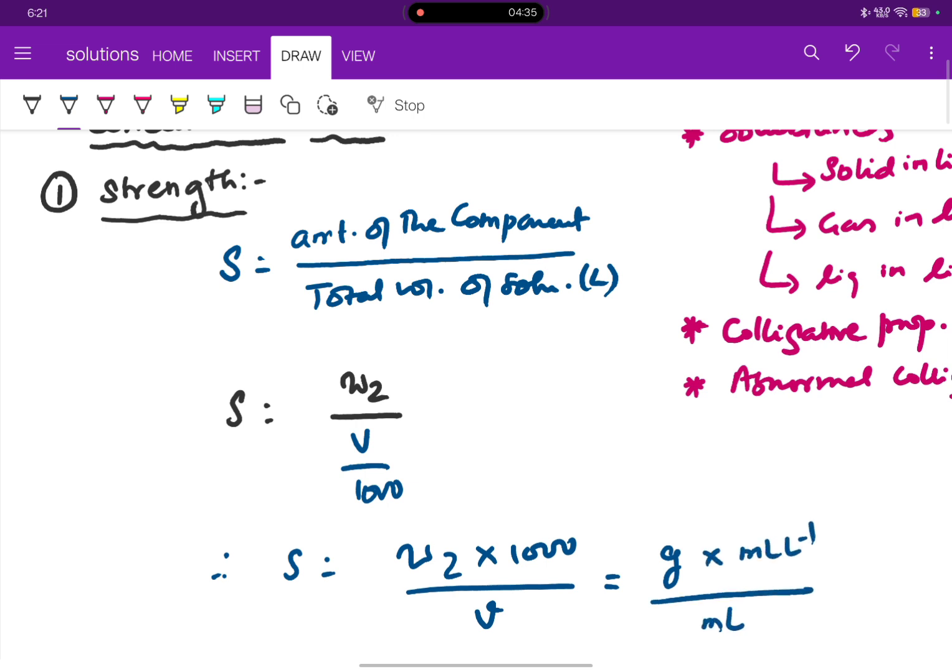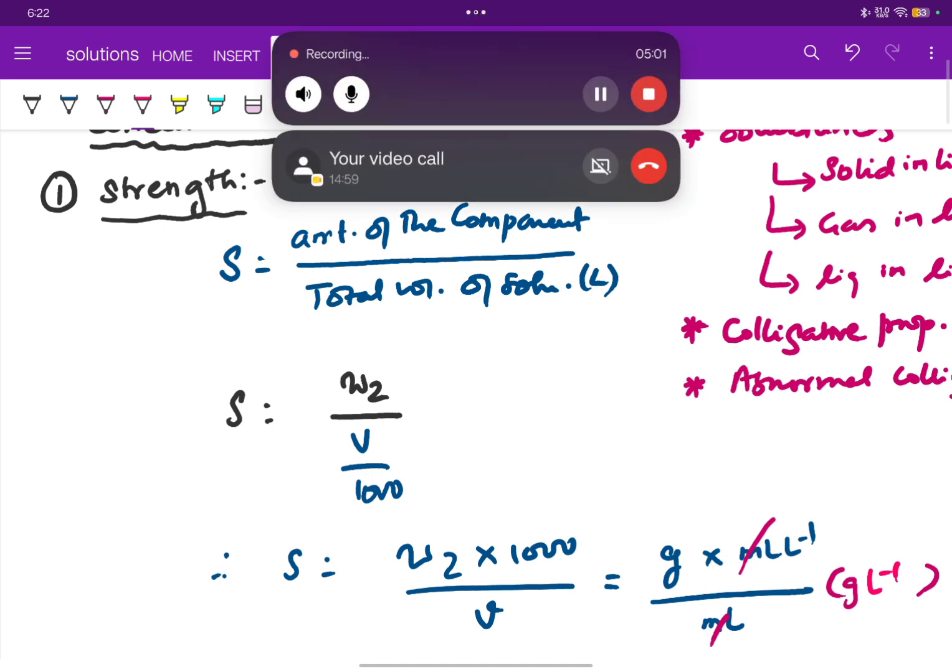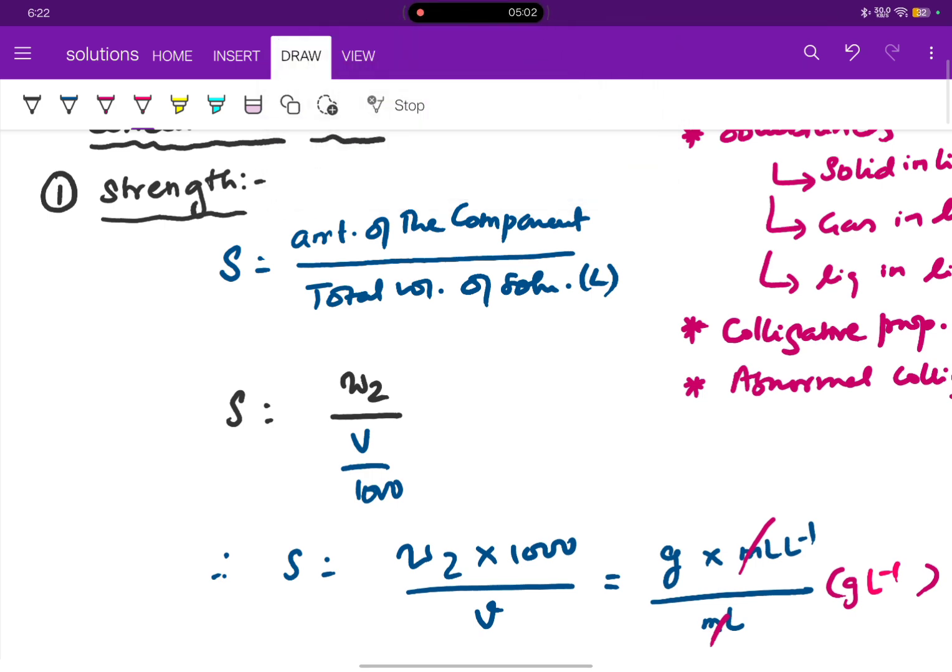Here V is in ml per liter. So what will happen? The ml will get cancelled. So the unit of strength is always gram per liter. Amount of the solute is what I mentioned as amount of component, so you can write amount of solute also. That's why I've given 2.